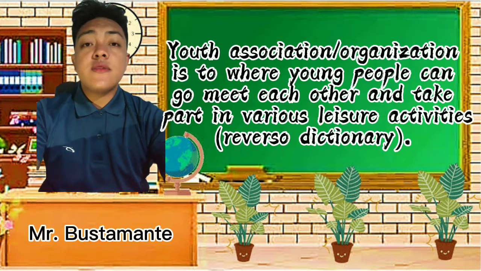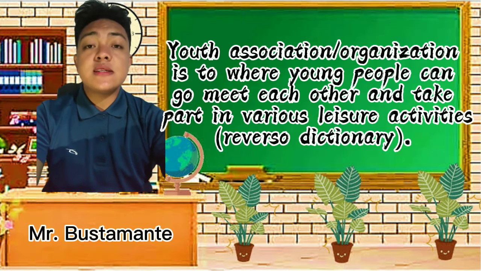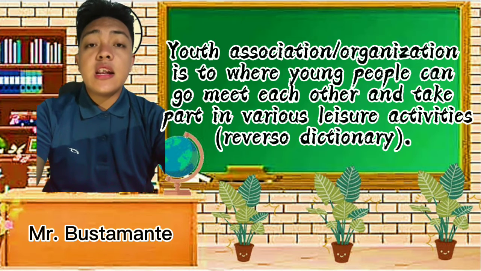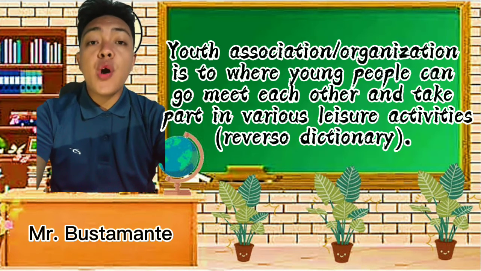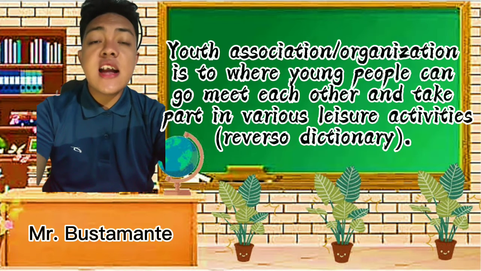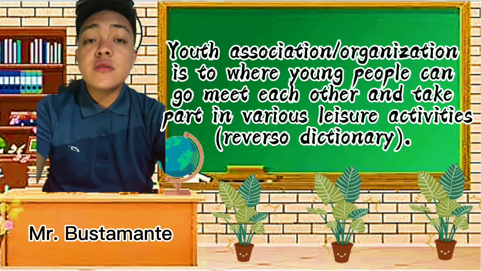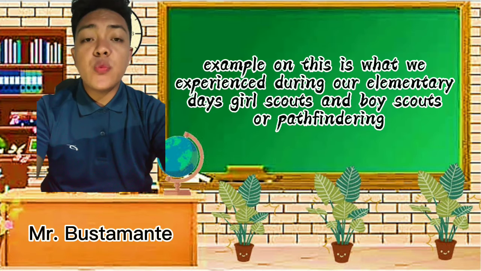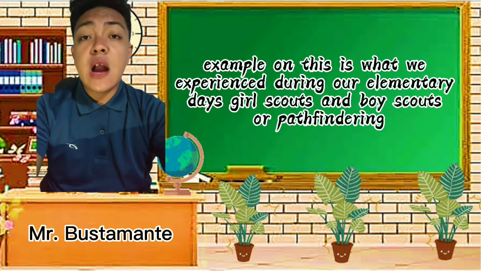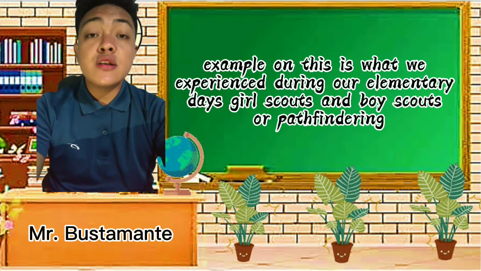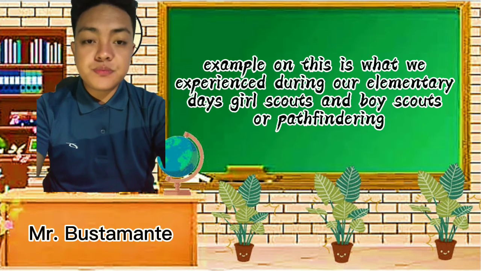The third voluntary group and social group is the youth association or organization. It is where young people can go to meet each other and take part in various leisure activities. That is a definition from Universal Dictionary. Examples of this are what we experienced in our elementary days: the Boy Scouts and Girl Scouts and also Pathfinders.